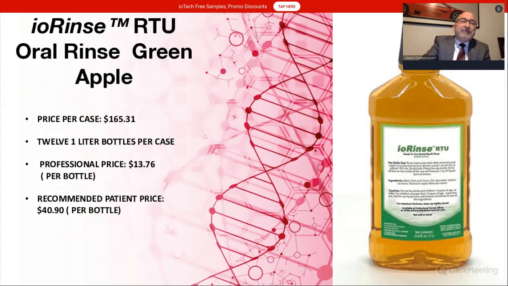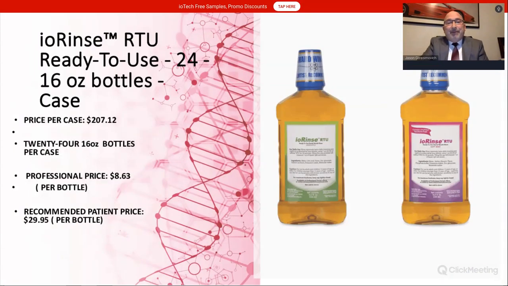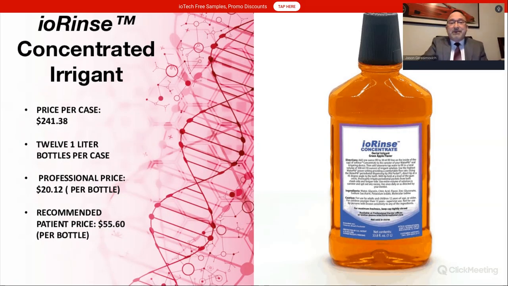We do have different flavors. We have green apple. Again, they come in smaller size bottles of roughly $9 a bottle. And again, $27-30 a bottle is the average sale price. Iorinse concentrate is used for the water pick, scaling and root planing, subgingival irrigation, and it is also used for water lines in the office. And again, adding this to a water pick, there's nothing better than water flossing with the iodine.